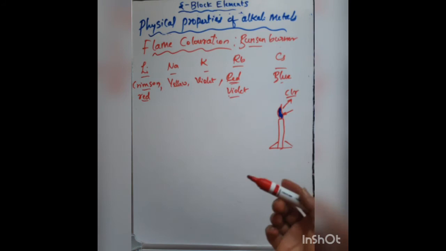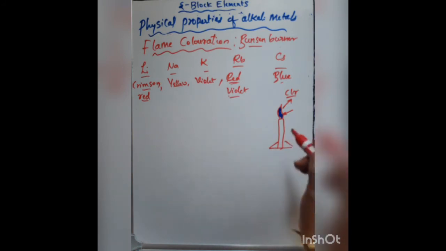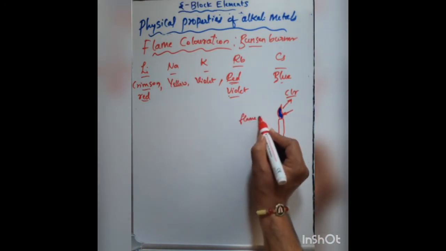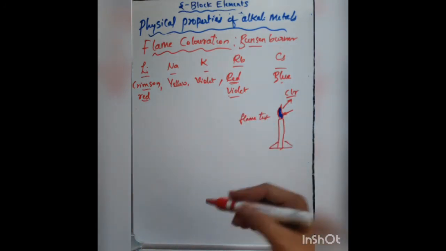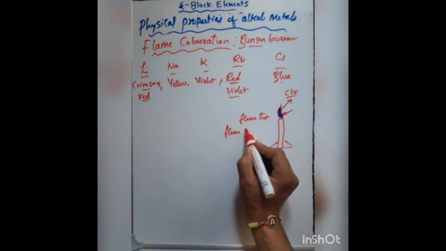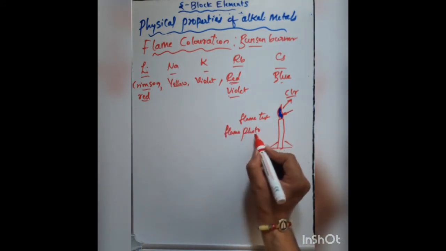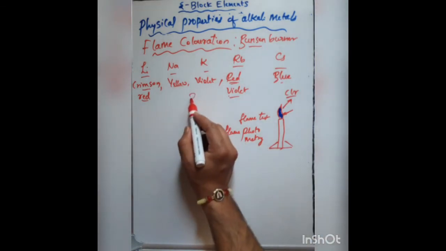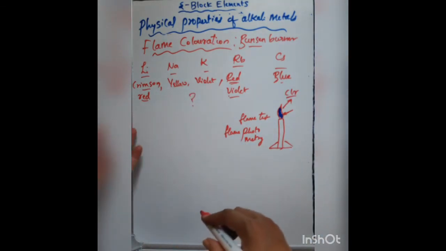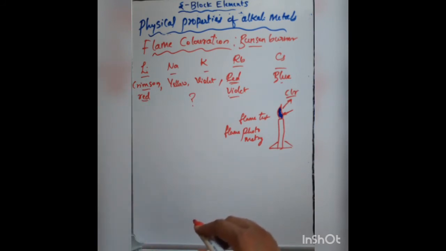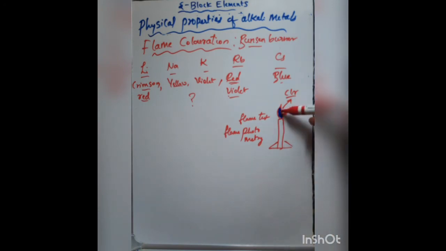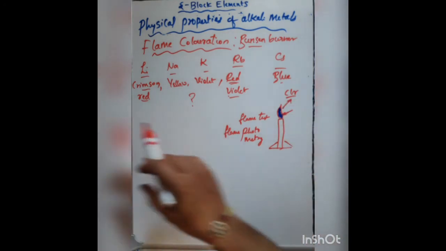If you want to identify which element has been given to you, you can just go for the flame test. It is also called flame photometry. Now a general question is going to come to your mind: why are they showing colors when they have been put on the flame? The reason is simple actually.